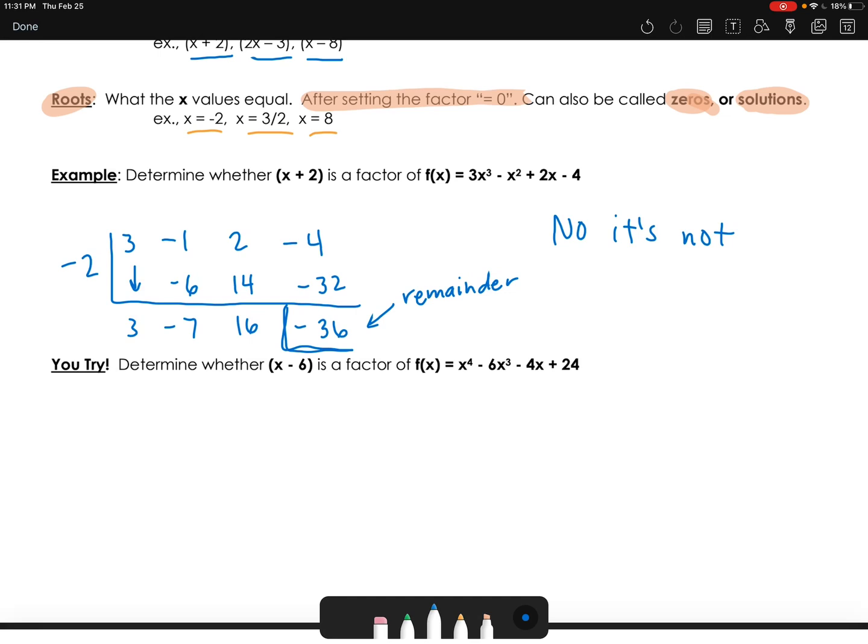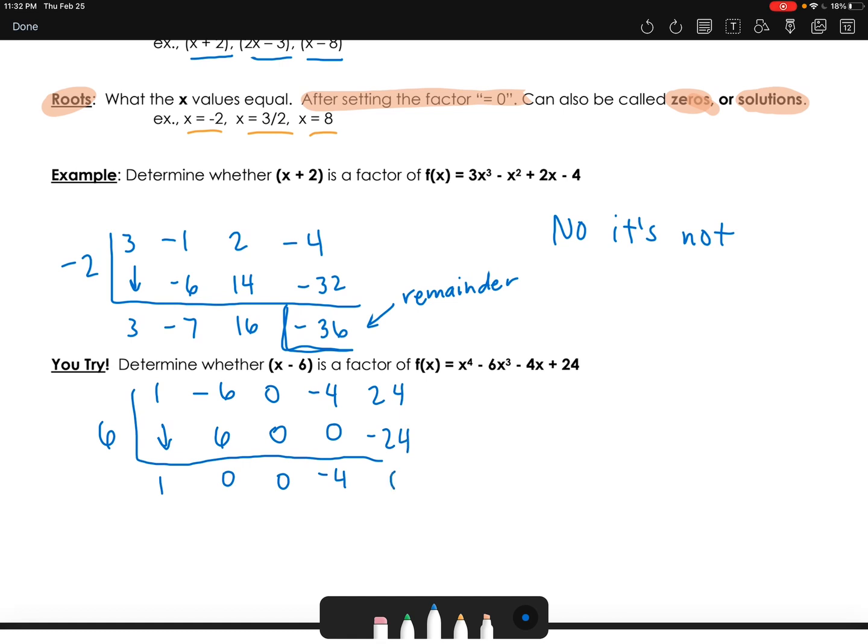All right, so now that you are back in the video, we can try this one together and see we get 1, -6, 0. Don't forget your placeholder right there. You might have forgotten that and gotten a wrong answer. So if you did, pause the video, try again, and come back. So when we do this one, we see that we get a remainder of 0. So yes, x minus 6 is a factor.